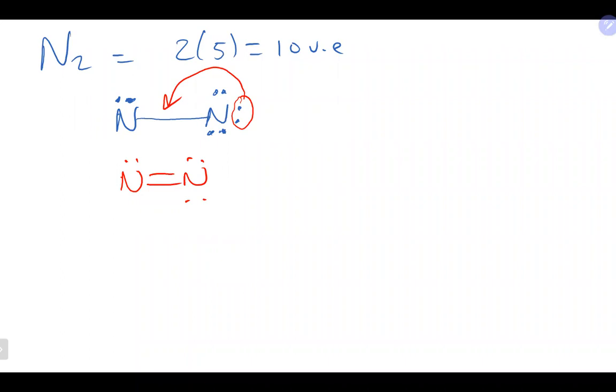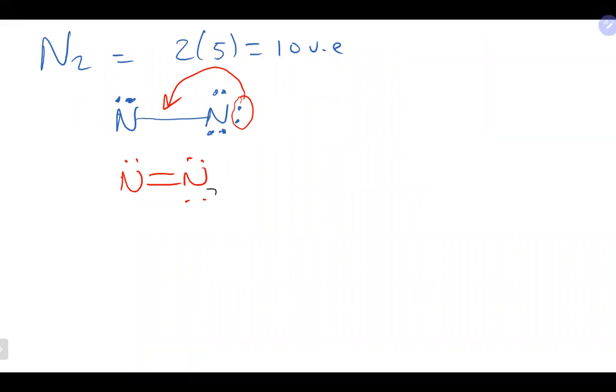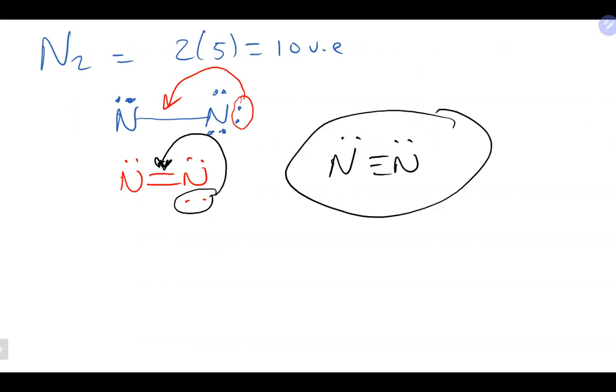And once again, it works the same way. We once again are going to take a pair of electrons in to make that triple bond. And when we do, we end up with a triple bond like so. At this point, both nitrogens now have 8 electrons around them. And that is how it gets to a triple bond. Any questions on drawing Lewis structures?